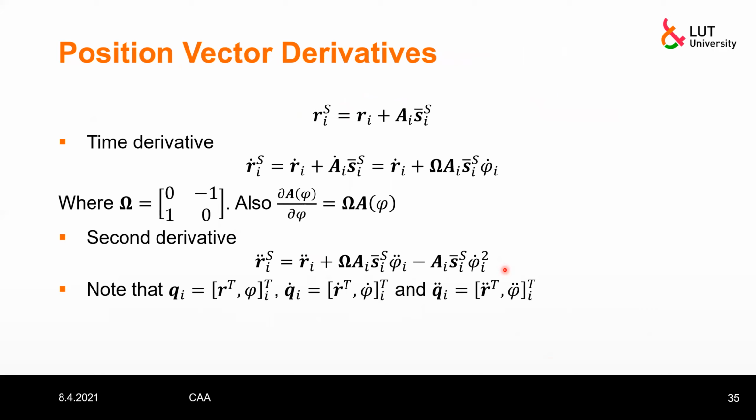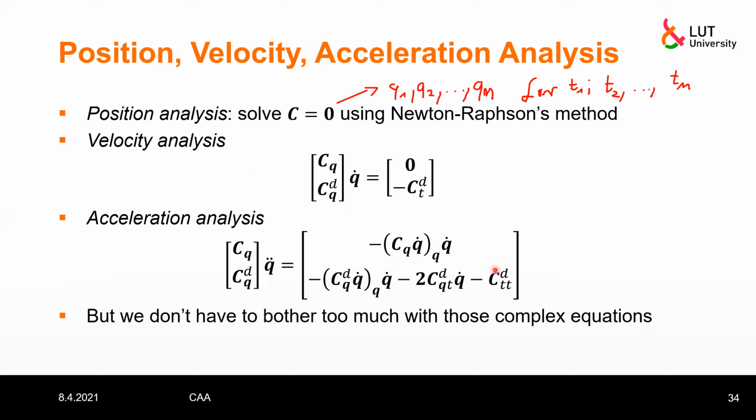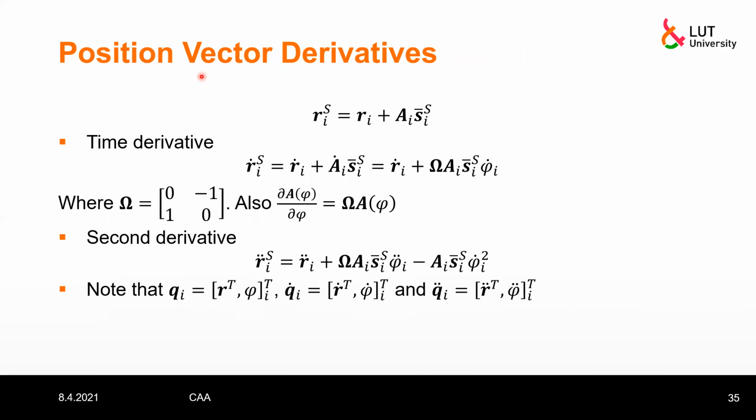Position vector derivatives. This is another important topic because if you want to get all those derivatives, velocity and acceleration analysis, we also must know how to compute derivatives of our position vector in this form. So we already talked about this, and we know that here we have, of course, coordinates directly, and here we have coordinates, and this is constant.